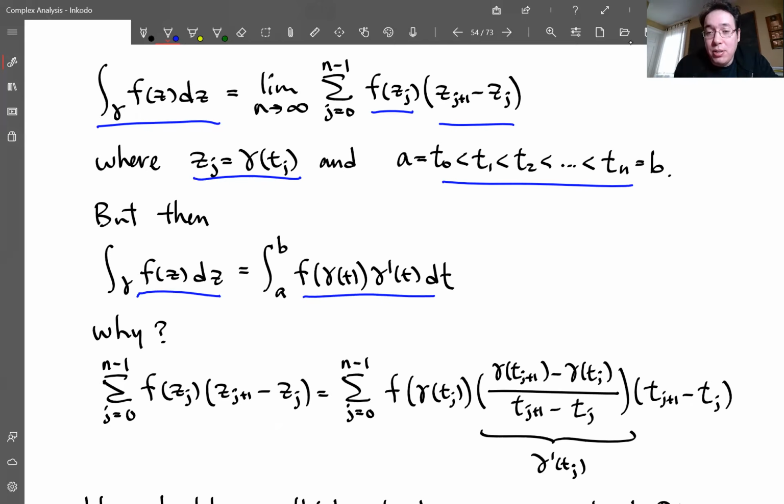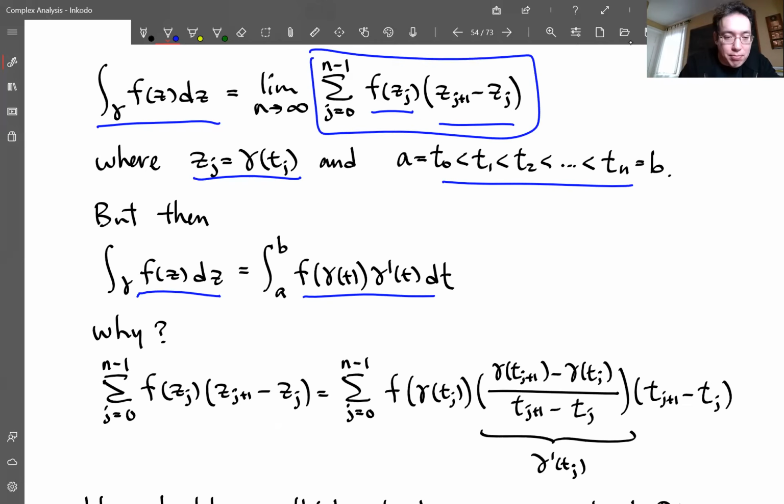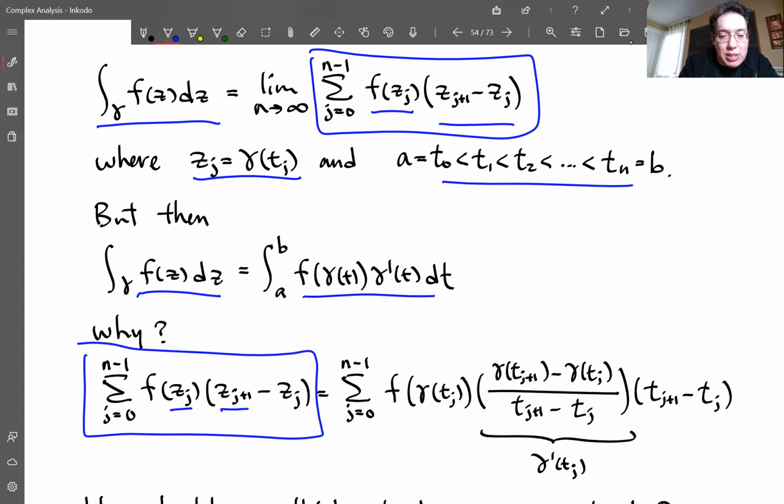Okay, and we're going to define this integral to be that limit, which will be equivalent to the Riemann integral from a to b of f of gamma of t times gamma prime of t. So let me tell you why they're equivalent. We are looking at this summation, okay? And these points z_j and z_{j+1} are gamma evaluated at t_j. So that's how these terms popped up.